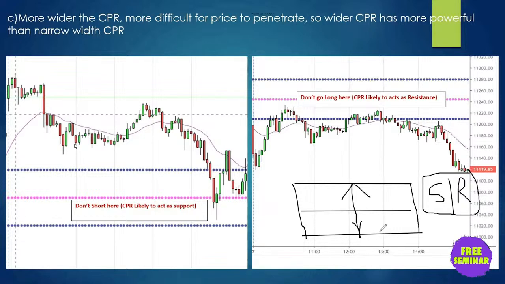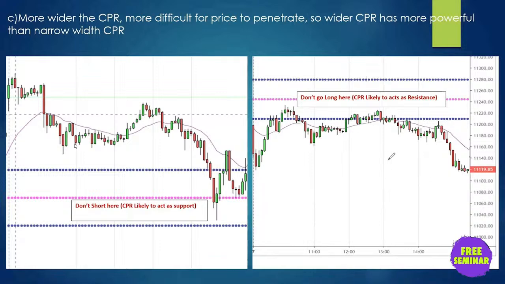Wider the CPR, the more powerful its strength as a support resistance. That is the first clue, right? That means how it's an advantage for you, how you'll get an edge. For example, you know that market opened here on the day where there is a wide CPR, right? After that market reversed. You can see that after market reversed, it started coming down.